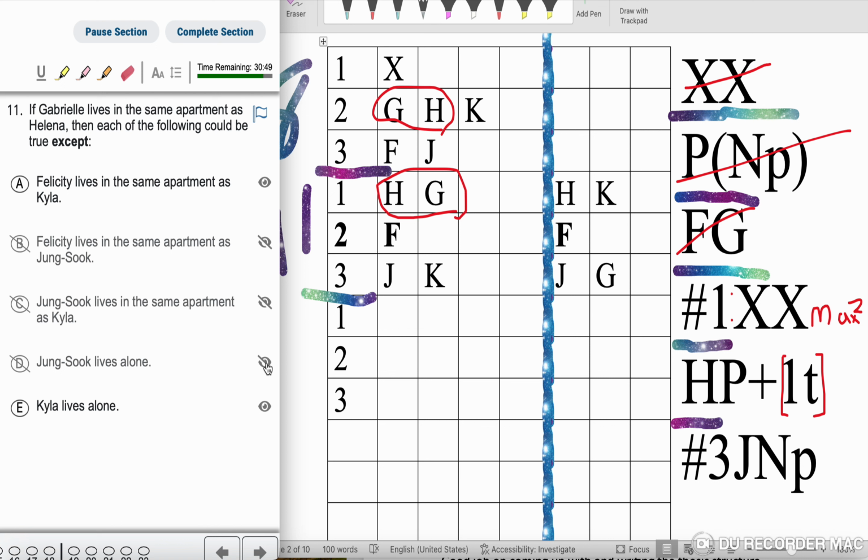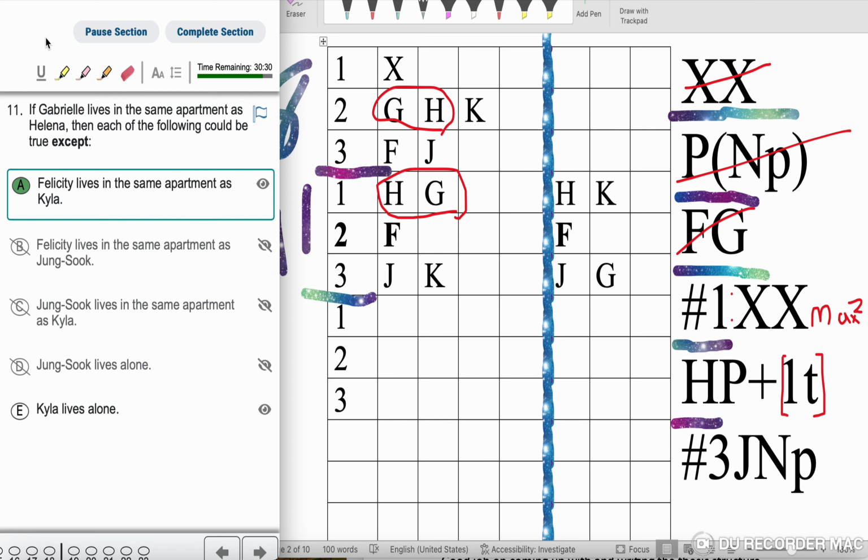We don't really see that as well where K does live alone, but it could in question 11 if we replace the F for K. However, F in the same apartment as K is not visually seen. So let's go ahead and choose choice A. And question 11 will be answer A. F lives in the same apartment as K will be the one that is the except, not true.